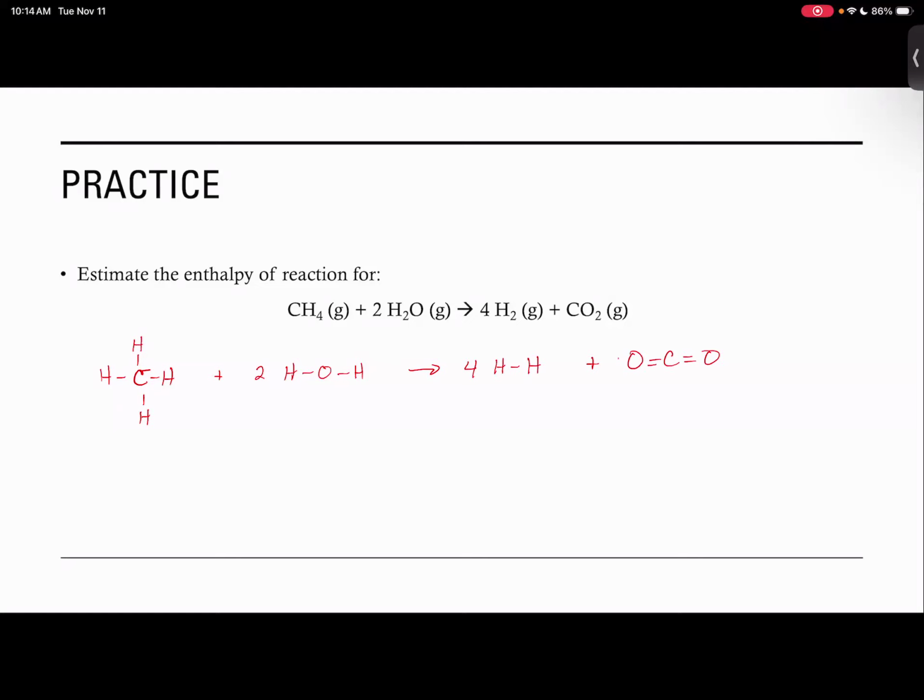You have to start here, folks, because you have to list out your bonds. In this, I have 4 carbon single bond hydrogens from the methane. Each water molecule has 2 OH bonds, but you have 2 water molecules, so you've got a total of 4 OH bonds on the reactant side. On the product side, you have 4 HH bonds, and you have 2 C double bond O's.